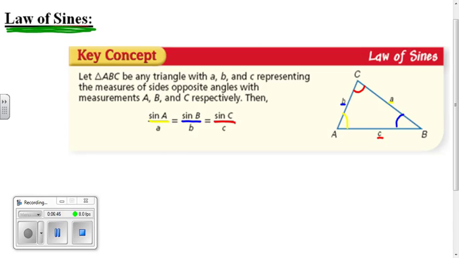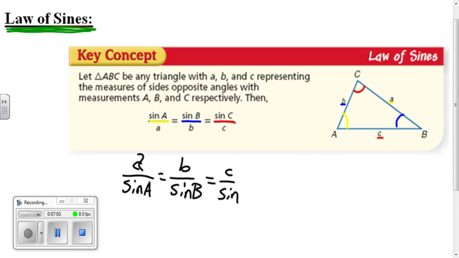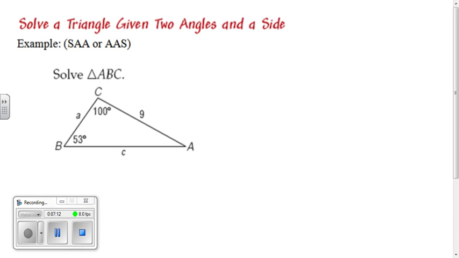And technically, because they are all proportional, you could say these flipped around as well. You could say a over sine A equals b over sine B equals little c over sine C. Both of those are true representations of the law of sines. So let's see how the law of sines actually applies as we are working it out. Remember, you only need two of those fractions to work with.